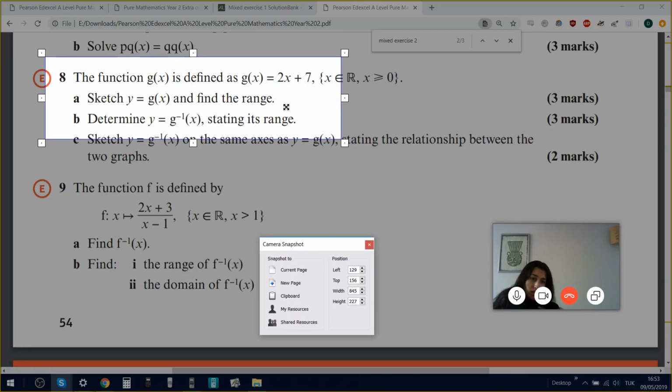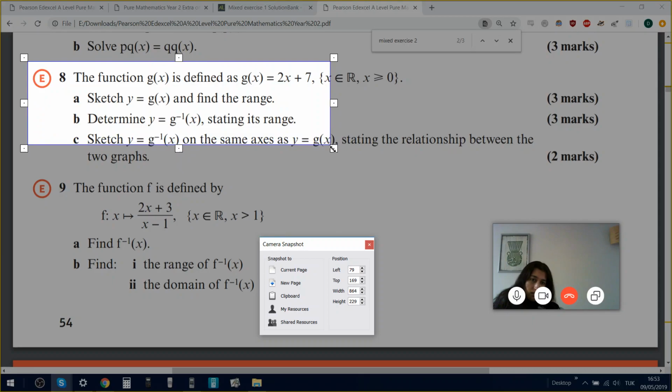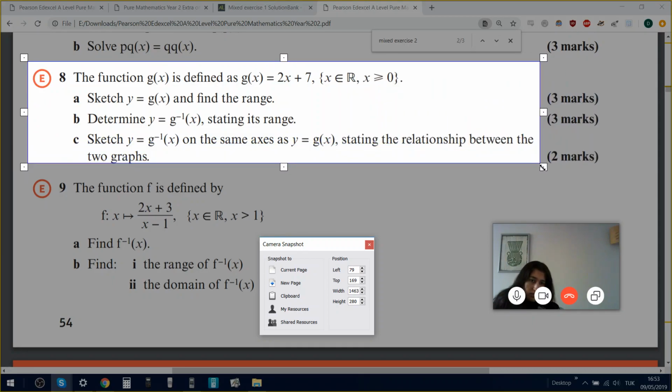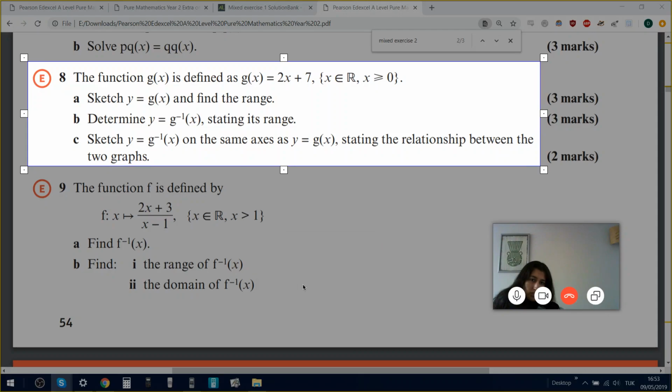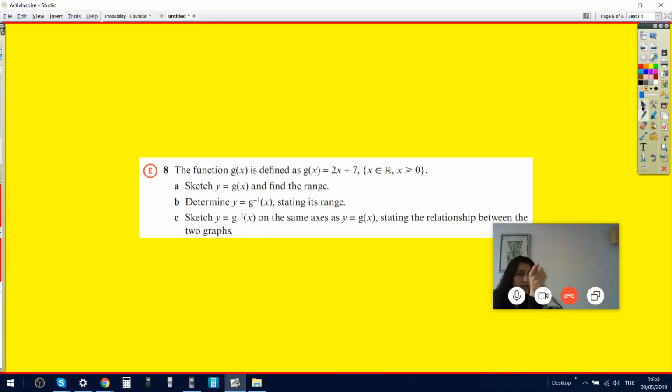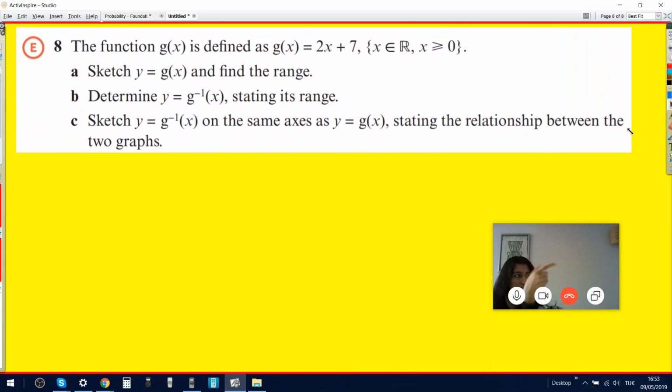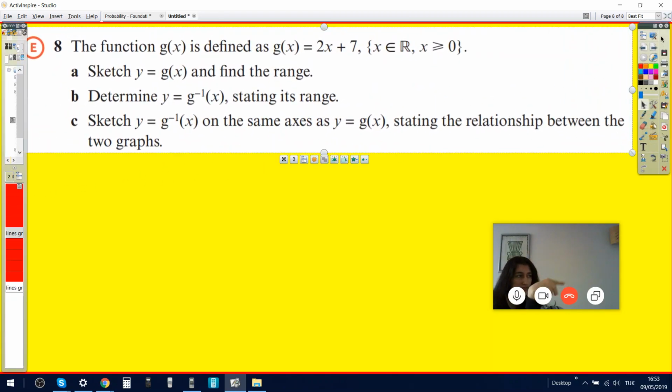Which question's that? Same one, the -1 thing. So if y equals 2x plus 7, then you substitute the y and the x. Yeah, you know what you're doing there.